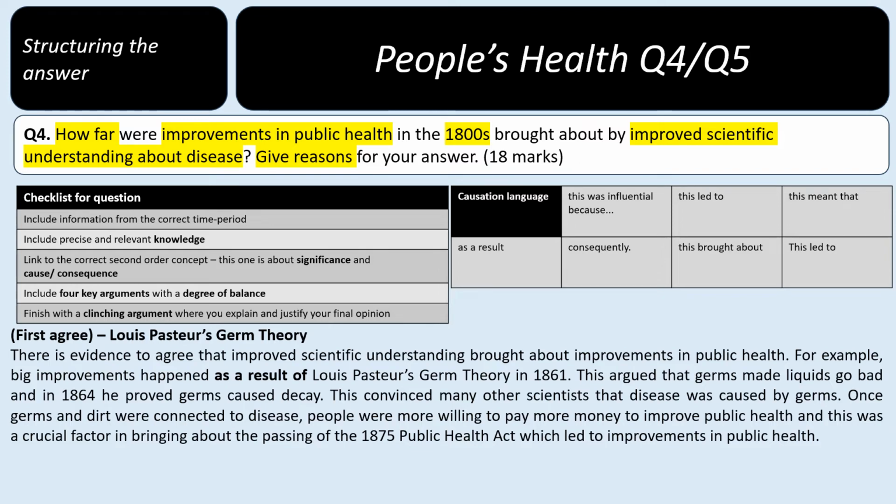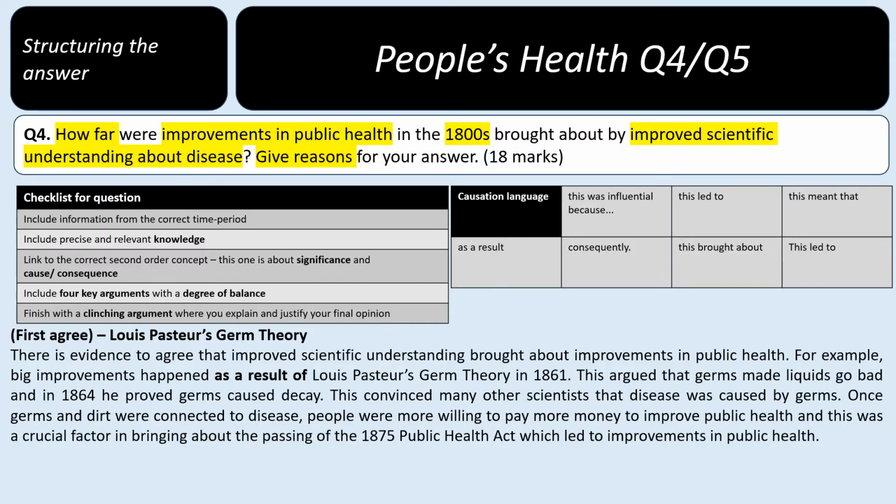So let's read the example paragraph about Louis Pasteur's germ theory. We're going to start off with what we call a signpost sentence, where we're going to basically quote the question in our answer. And that's really good because it will mean that your essay stays tightly focused on the question, which is important. There is evidence to agree that improved scientific understanding brought about improvements in public health.